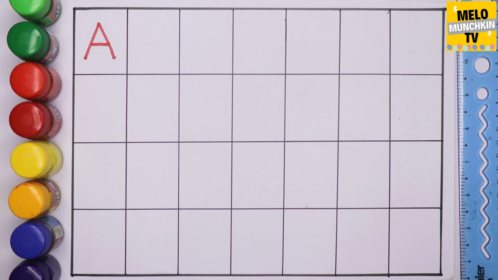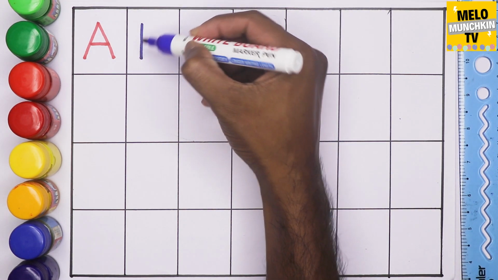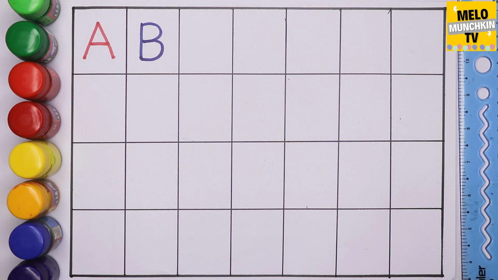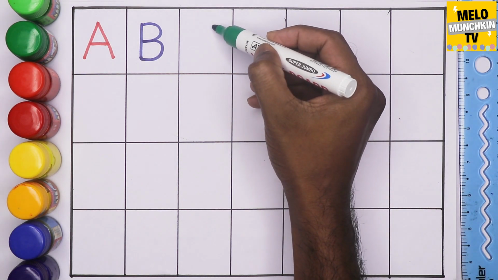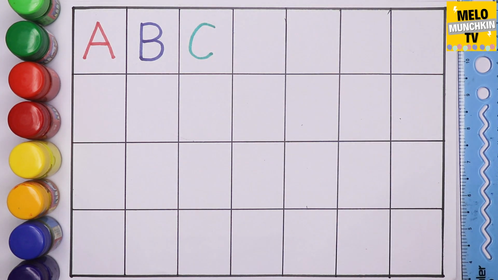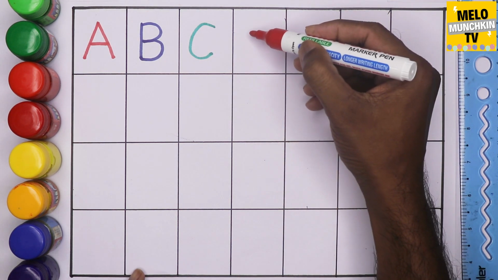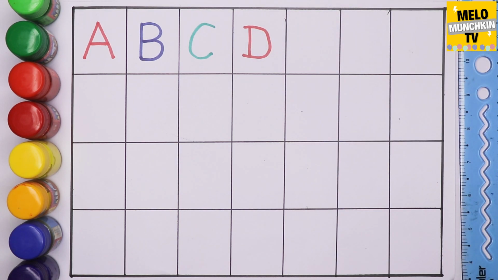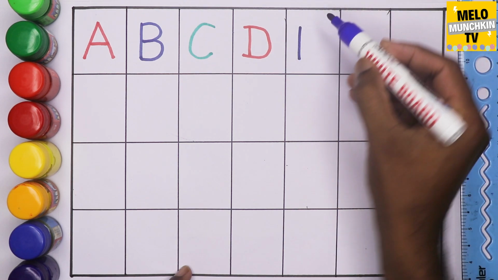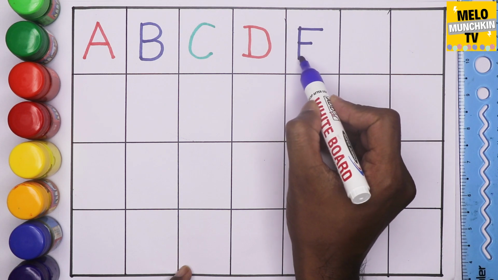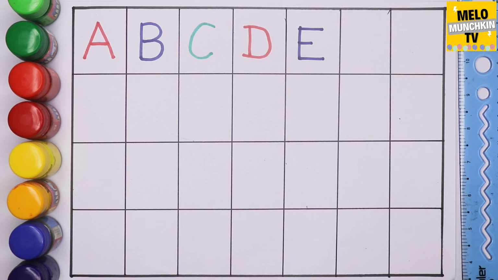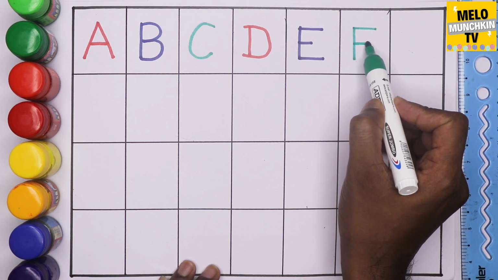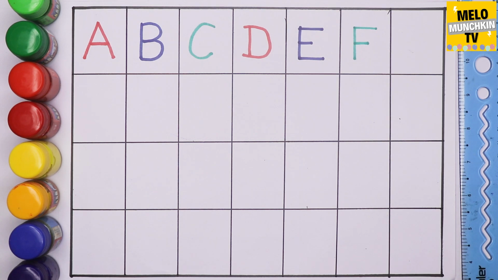A for apple. B for ball. C for cat. D for dog. E for egg. F for fish.